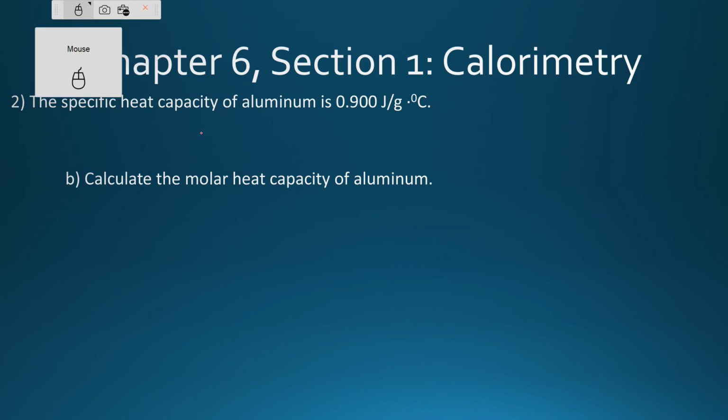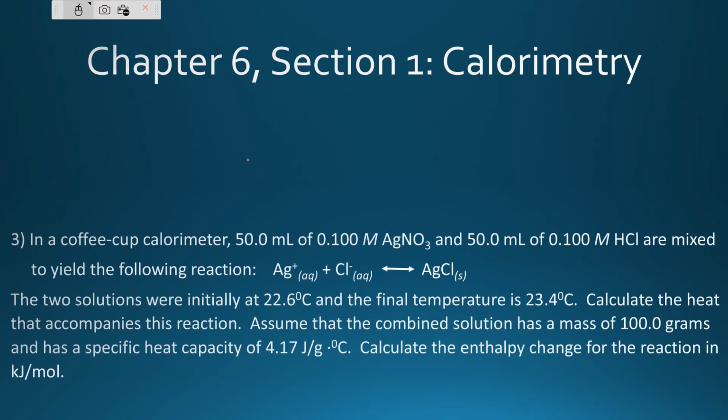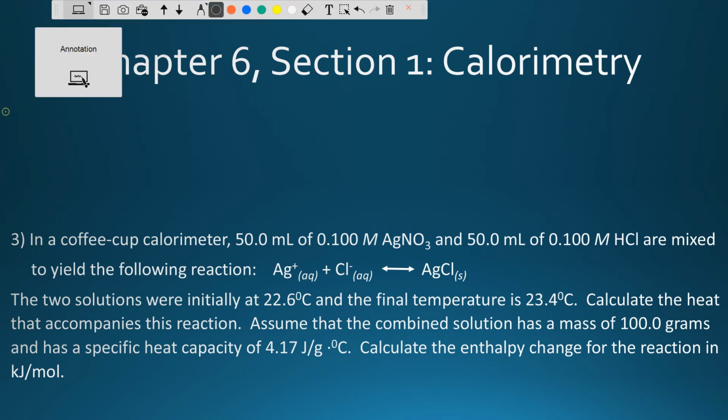Now let's take a look at one more in another coffee cup calorimeter. Okay, another styrofoam cup, if you will. We have 50 milliliters of silver nitrate and 50 milliliters of hydrochloric acid. We mix them together, okay? We get the following reaction.